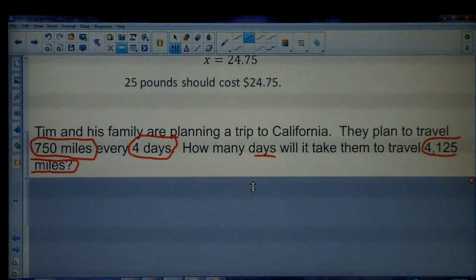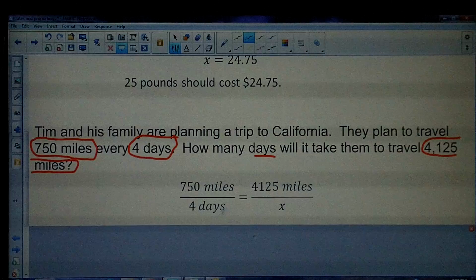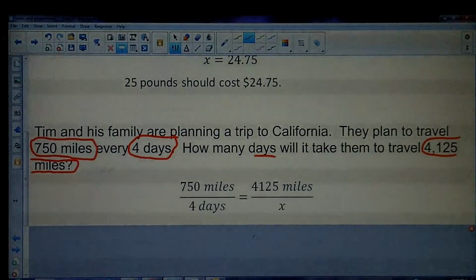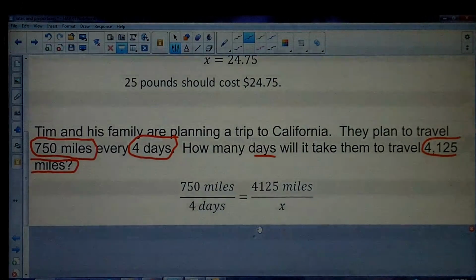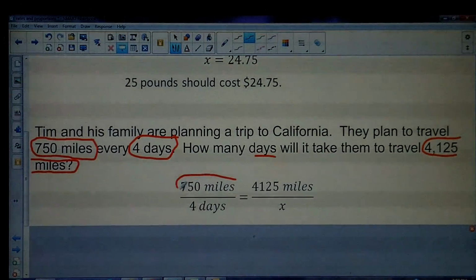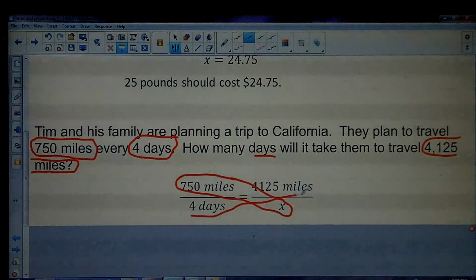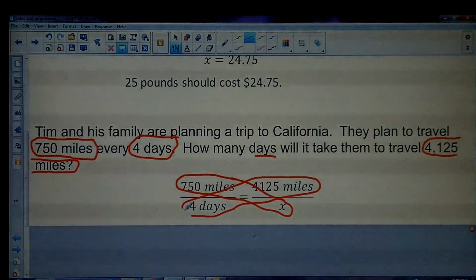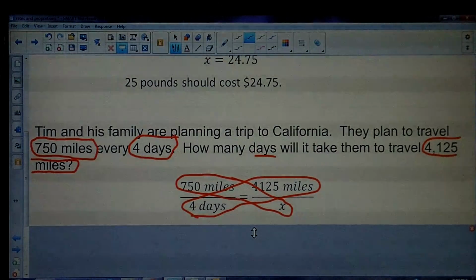So my first rate is 750 miles over the 4 days. And then I have the 4,125 miles. I have to put that on top. Miles over days, miles over days. And x is on the bottom for days. And now I want to multiply my means times my means. So 750 times x, and then I'm going to multiply my extremes times my extremes. And I always do the one with the x first. So sometimes I might do my extremes times my extremes if I'm missing an extreme.